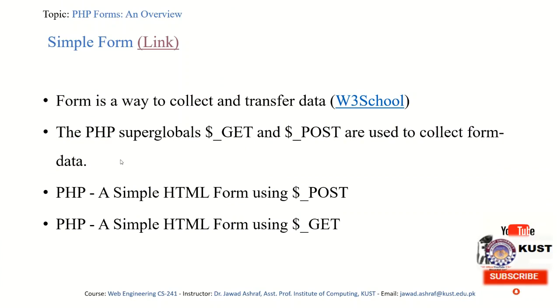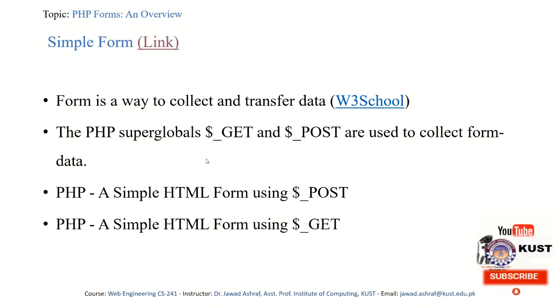PHP uses the concept of superglobals. Superglobals are those objects or collections or arrays that can be accessed throughout the website. For form collection, PHP uses GET and POST associative arrays. Whenever data is sent from one page to another page, those elements which are going to be transferred to the page are stored in the GET and POST superglobals, and with the help of these you can access them in another page.